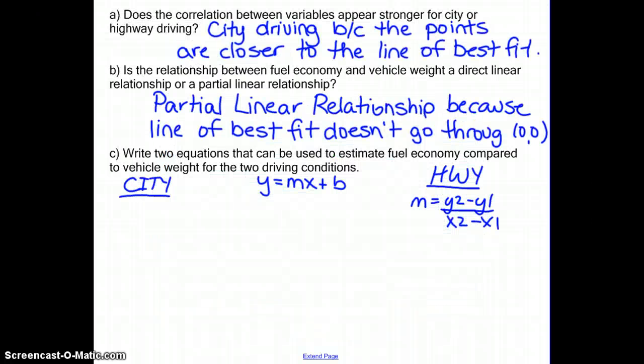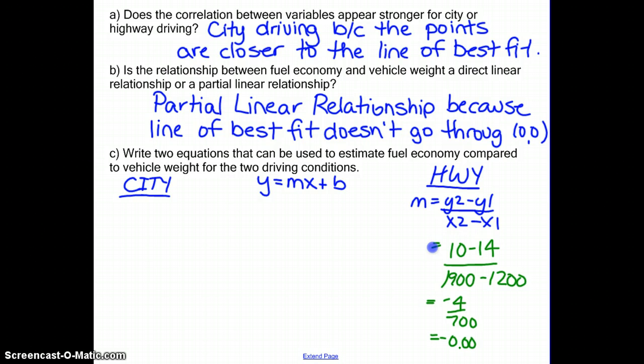So y2 is 10, y1 is 14, x2 is 1900, x1 is 1200. Now before we get to this slope, is the slope going to be positive or negative? Negative, because the line is in a negative direction, or it goes down from left to right. So your final answer here should be negative 4 over 700, which, let's put that into a decimal, to be negative 0.006 is our slope for highway driving. Okay, so that's our first step.